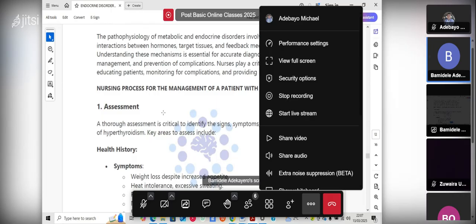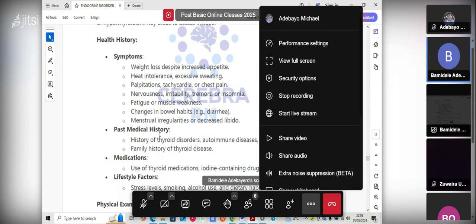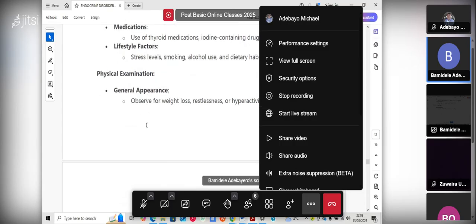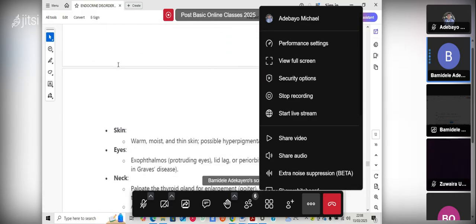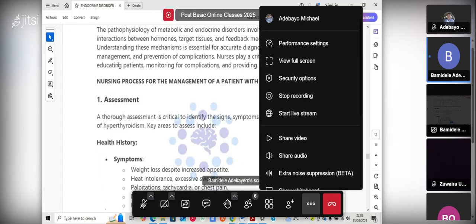The first thing we do is assessment, and we've talked about assessment. The things we do under assessment are history taking. You look at the symptoms. What is this man or woman coming with? What is the past medical history? What are the medications? What are the lifestyle factors? Then you go to physical examination. How does it look? Look at his body, and then let's carry on.